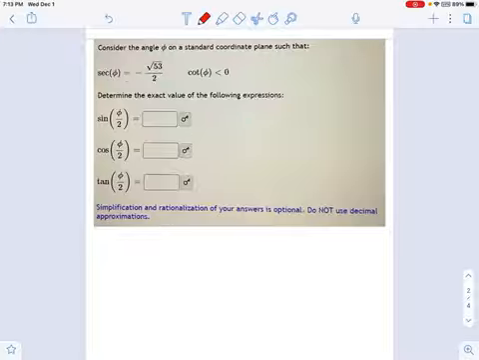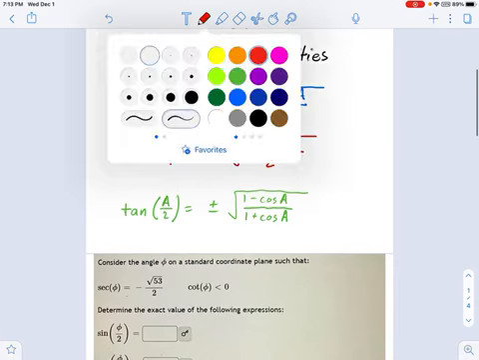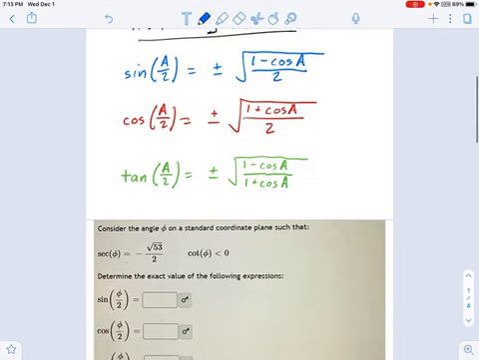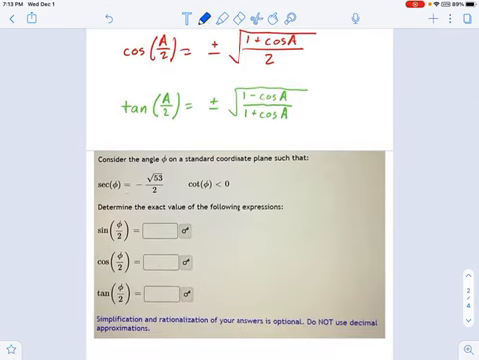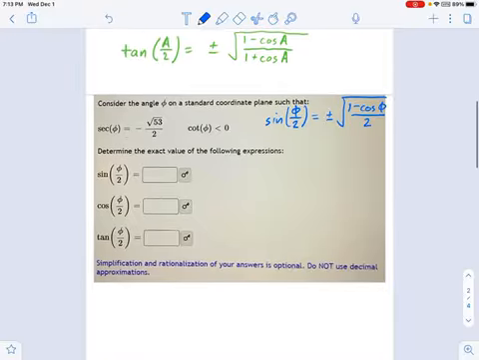Now, let's do sine phi over 2, and I'm just going to use the same color, blue, to make this a little easier. I know that the sine of phi over 2 equals plus or minus the square root of (1 minus cosine phi) over 2. Okay, that's my trig identity for sine. And how do I apply that using this information?